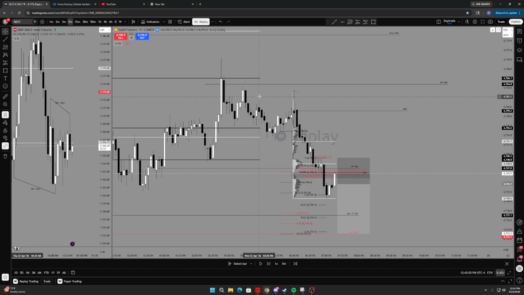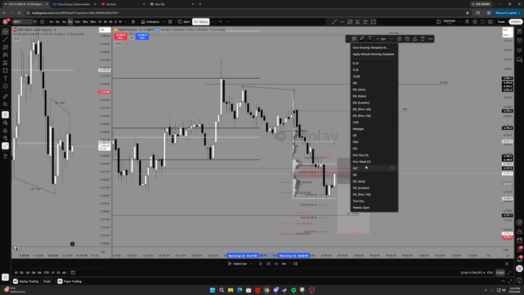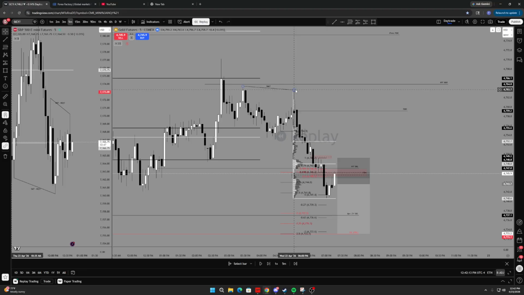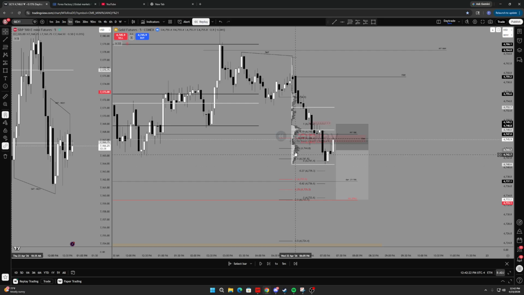So what I saw as well was we had this micro SMT here. So MGC had actually taken out this high while GC failed to do so. So that was one thing. So I just looked at this as a manipulation leg. I took the high of this leg down to this, where the manipulation kind of started from, which is this wick low. And these are levels I got.